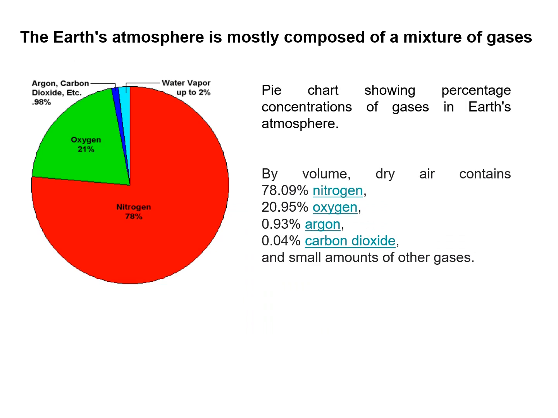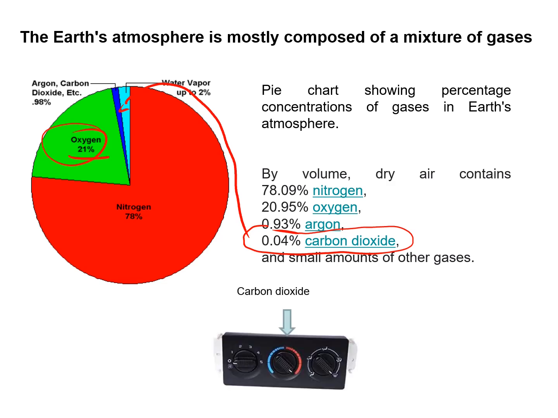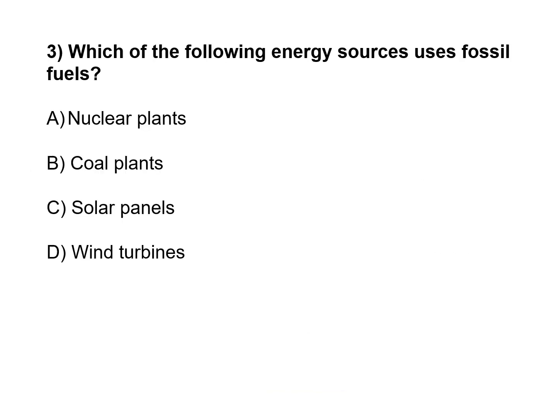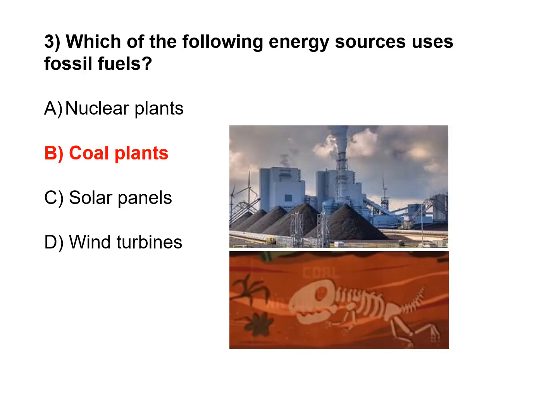And I just remind you that the amount of carbon dioxide in the atmosphere is very small, most of it is nitrogen and oxygen. However, as we talked before, this is a thermoregulator. We are very unlucky, and small changes in the CO2 can produce dramatic changes in the temperature of our planet. Okay, this one was very easy. And the answer is, the energy sources that use fossil fuels are coal plants.